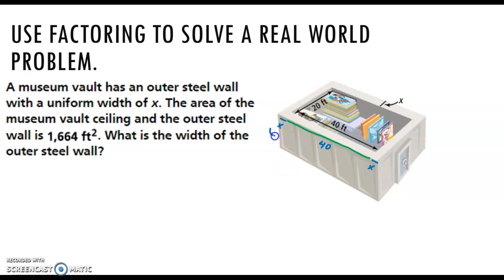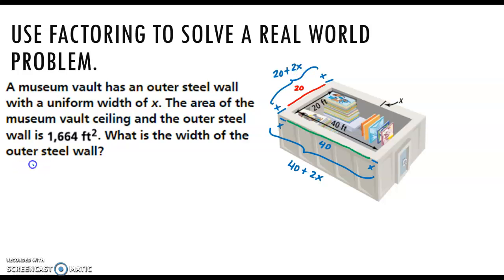So that means that this dimension with the wall would be 40 plus 2x, one at the top and one at the bottom. The other dimension of the vault is 20 feet, but with some x's at the top and the bottom again. So there's an x here. We don't know how thick that is, so we're calling it x. And so this dimension is 20 plus 2x, one on the right and one on the left.